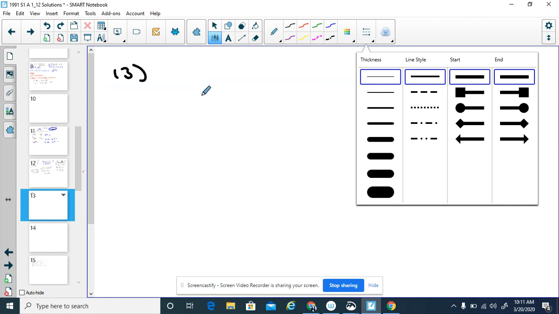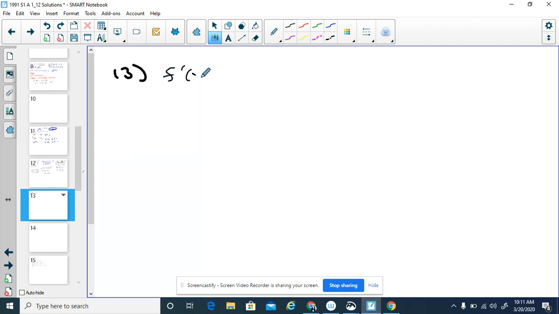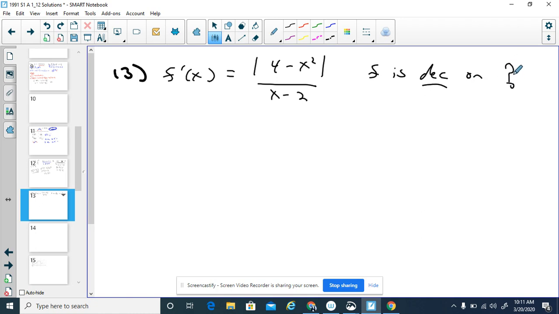It says let f be a function defined for all real numbers x. If f prime of x is equal to the absolute value of 4 minus x squared over x minus 2, then f is decreasing on. And you got to figure that out. All right, so bread and butter here, people.